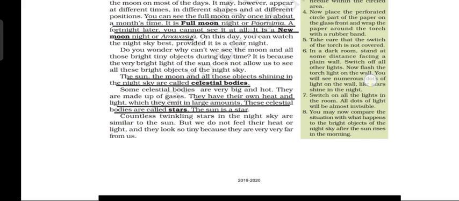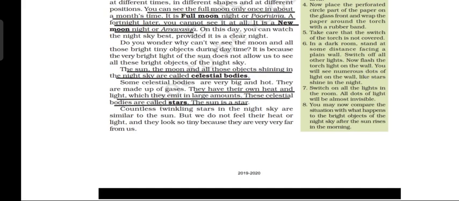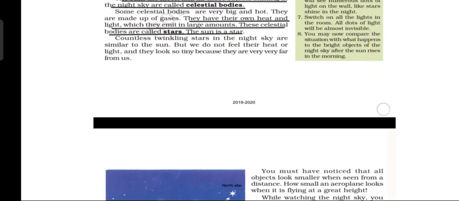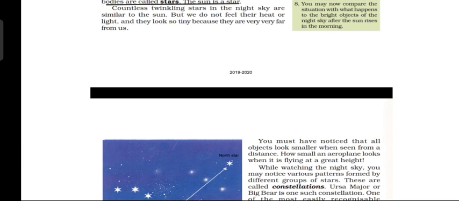Now, countless twinkling stars in the night sky are similar to the sun, but we do not feel their heat or light, and they look so tiny because they are very, very far away from us. You must have noticed that all objects look smaller when seen from a distance. How small an aeroplane looks when it is flying at a great height.